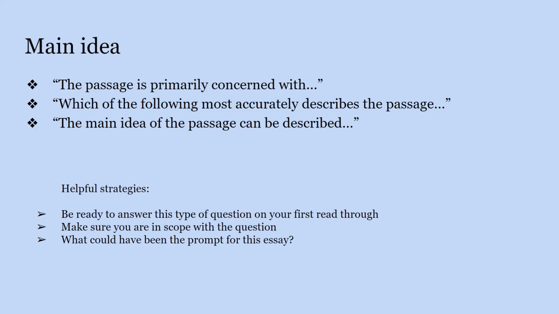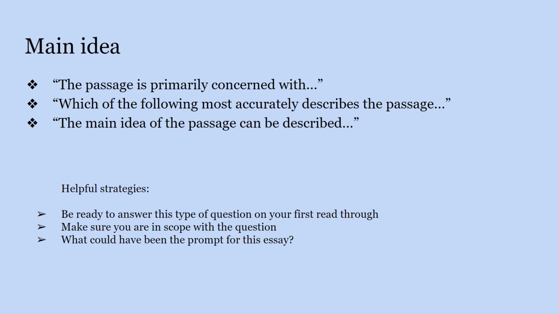Main idea questions aren't anything new to most people. Almost every type of test out there is going to have something like this. On the GRE, the questions are most often going to read: the passage is primarily concerned with blank. Which of the following most accurately describes the passage? The main idea of the passage can be described as blank. Right? So if you see one of these, as well as others, you know that you're looking for the main idea of the whole passage.